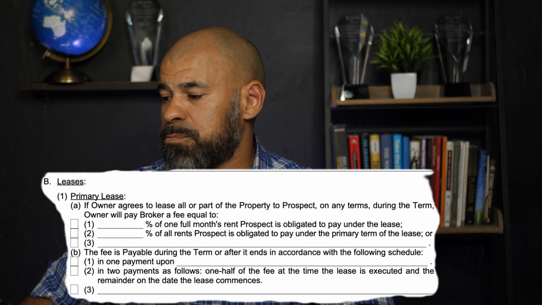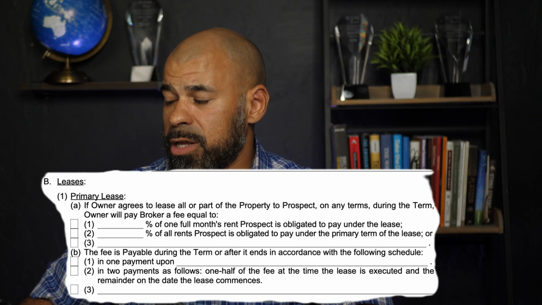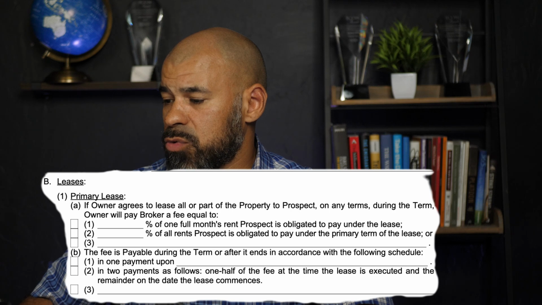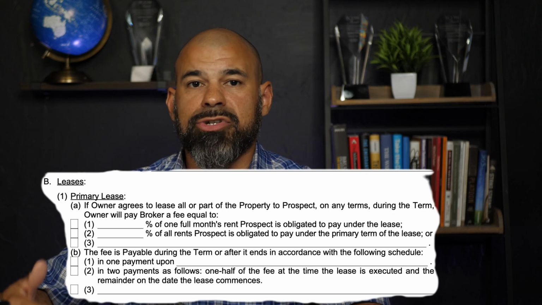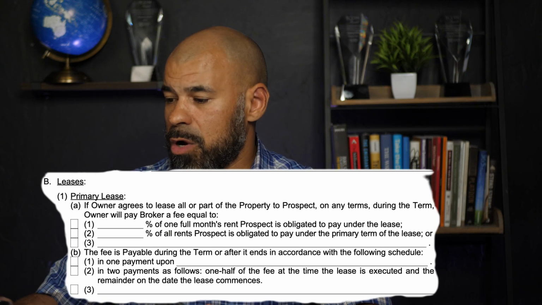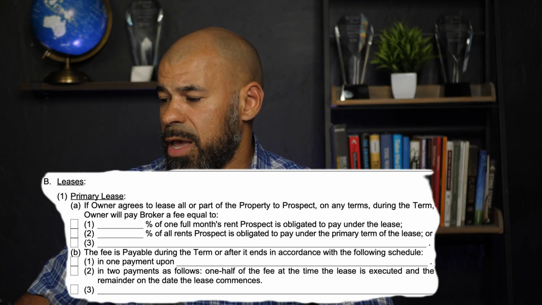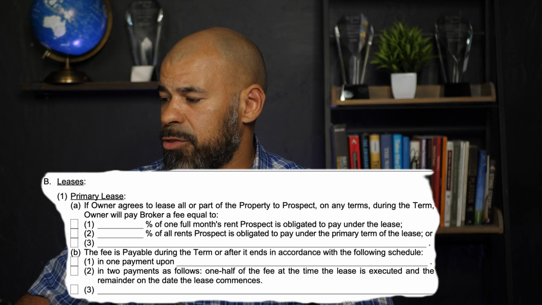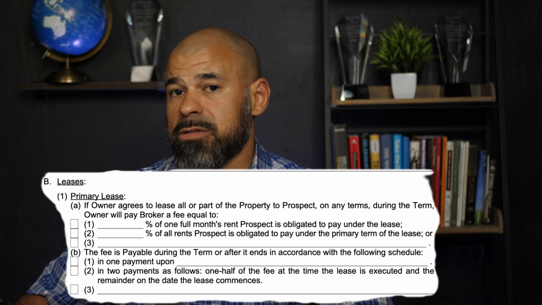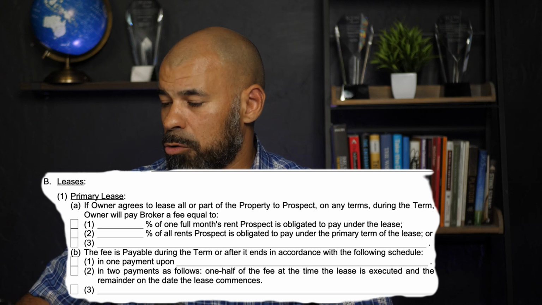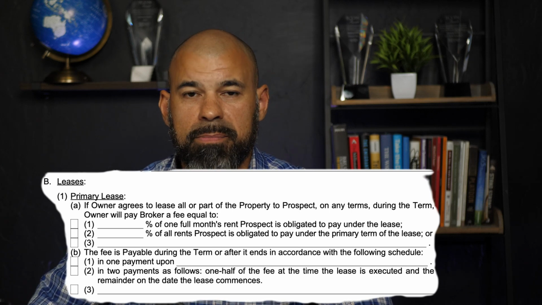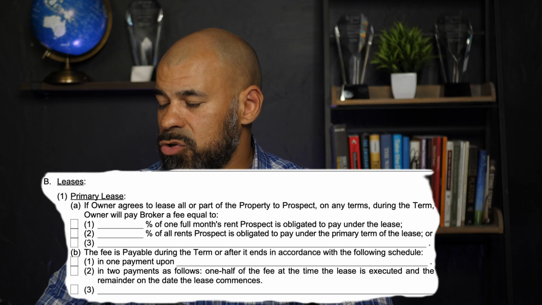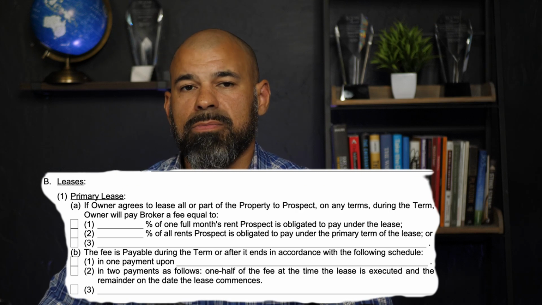1B here says the fee is payable during the term or after it ends in accordance with the following schedule. In one payment upon whatever you put in there, right? Execution of the lease, tenant move-in, whatever you want. Paragraph 2, in 2 payments as follows: 1/2 of the fee at the time the lease is executed and the remainder on the date the lease commences. Not a bad option. Or 3, whatever you dream up and they agree to, right? So you have 2 written in options here. 3, you can put something there.